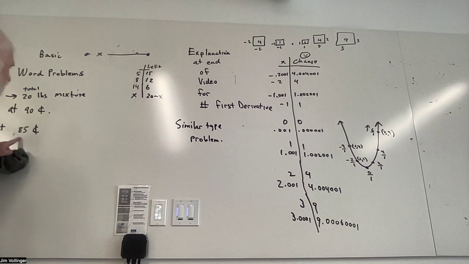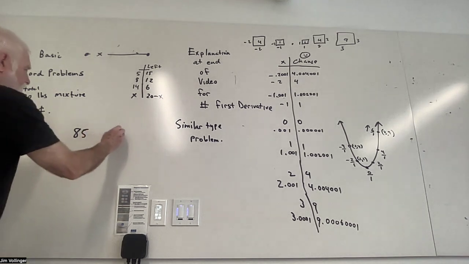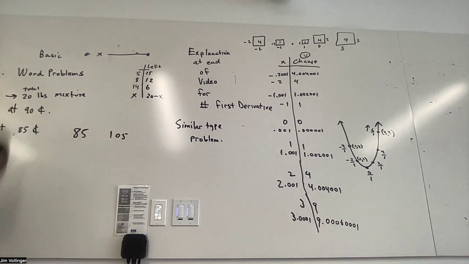So I've got 85%. I want a certain amount at 85. I'm going to mix with some other poundage, $1.05. So I've got 85 cents. Let's just work with 85 and remember it's cents. $1.05 is 105. All right, now I want 90 cents. I want a mixture of 90 cents.